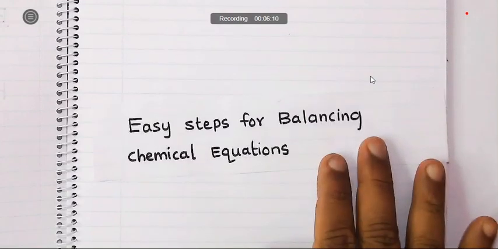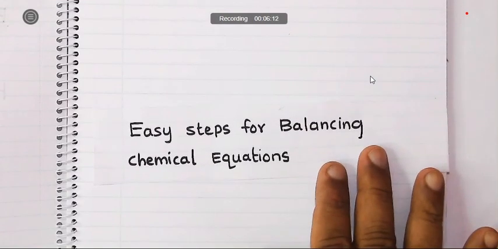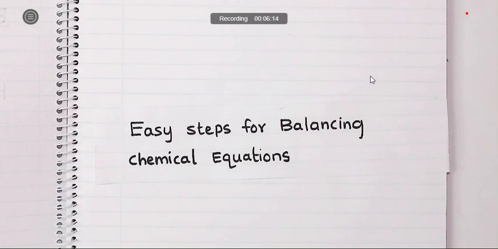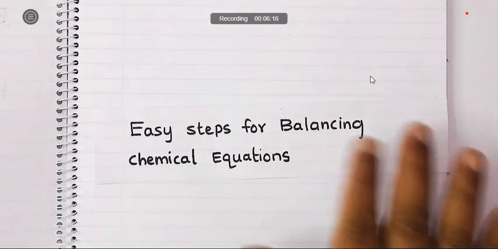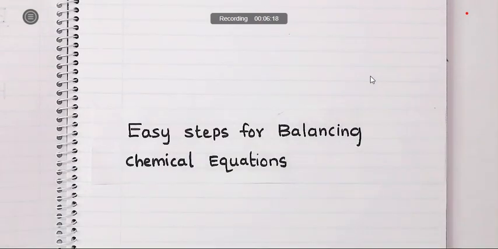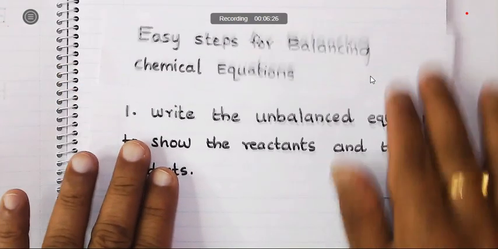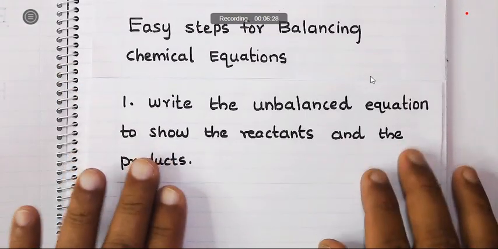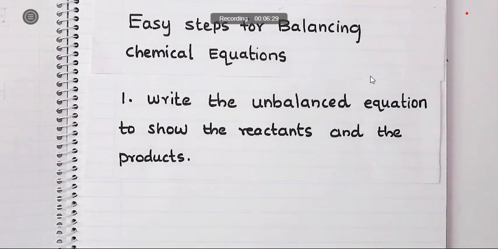You can call it easy steps for balancing a chemical equation. Let's see which are the different steps. The first step when you balance a chemical equation is: write the unbalanced equation to show the reactants and the product, like this. You should write the unbalanced equation.